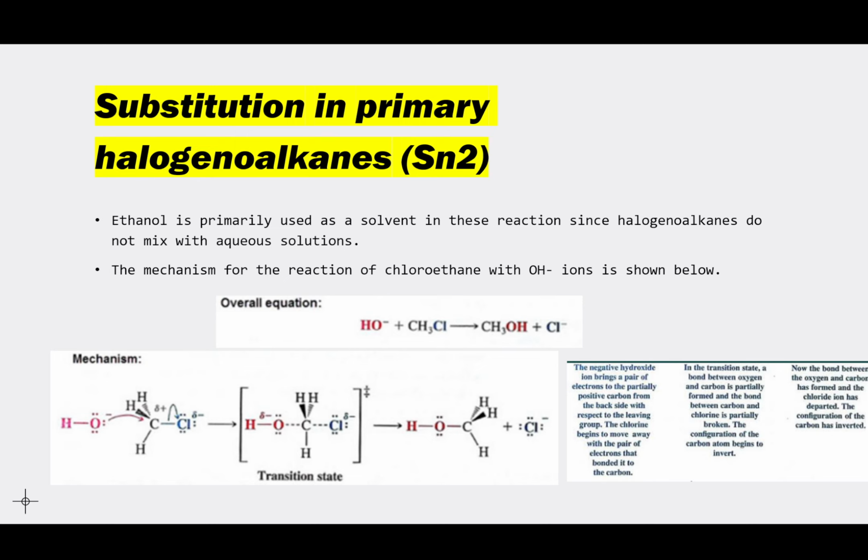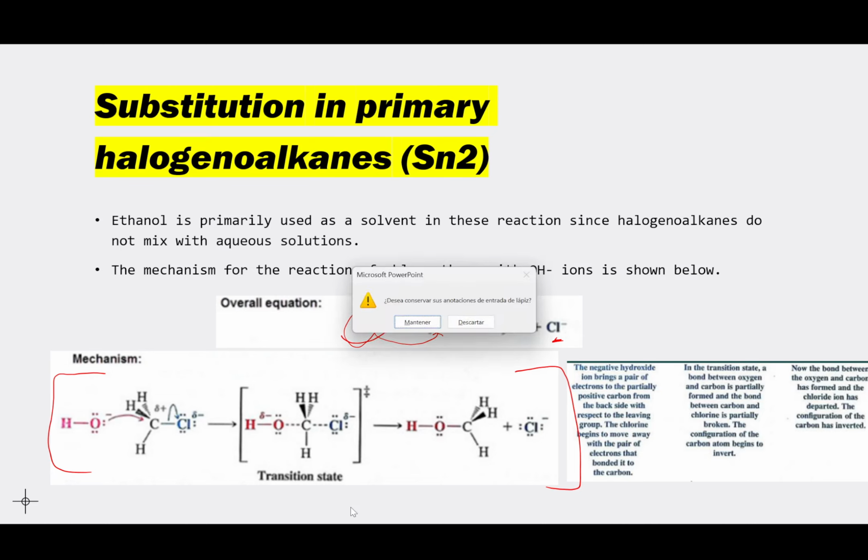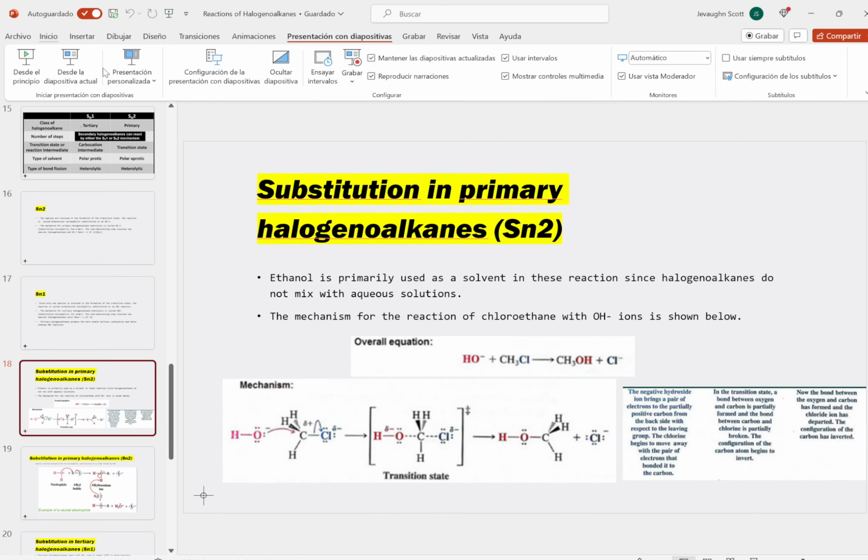So the overall reaction, we're going to have hydroxide ions present in solution. And we're going to have that replacing the chlorine to give the ethanol, all right? And we're going to get the chloride ions like that. So we're going to have this type of mechanism. This is an SN2 type of mechanism, all right? The creation of a transition state. So let's have a look at what's happening here. All right, so let me create a different slide after this, and we'll go through it.